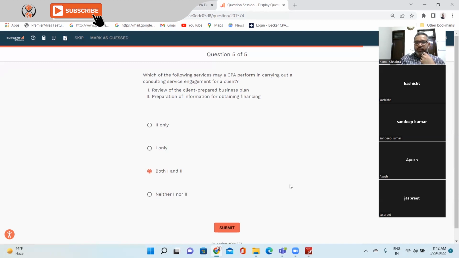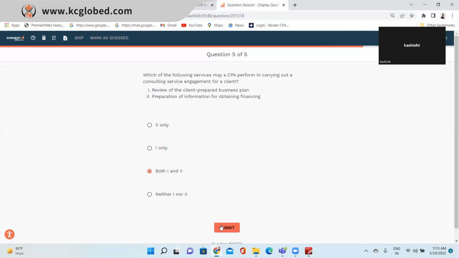Okay. Kashish, why are you saying one only? Preparation of information for obtaining finance. Sir, I couldn't relate that to consulting much. Generally, in India also, CAs do this preparation work for financing. They help you in making the project, preparing your financial statements, budgeting and business plans. That comes under consulting service. Yes sir, I agree with Ayush's point that there is no audit service point in this, so I think both are fine. Okay, let's see.